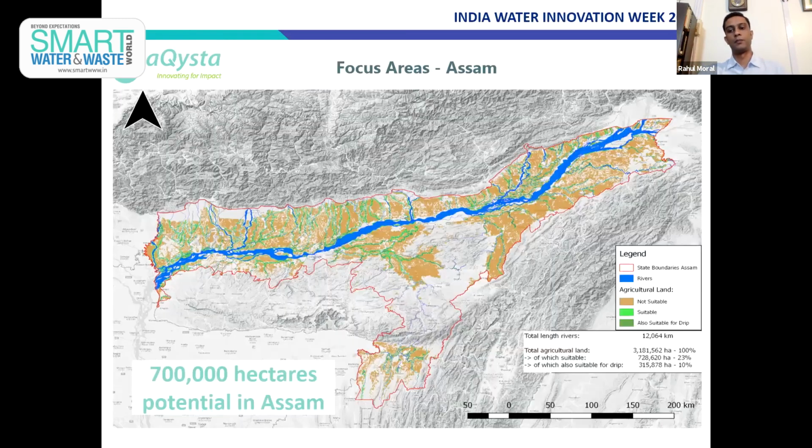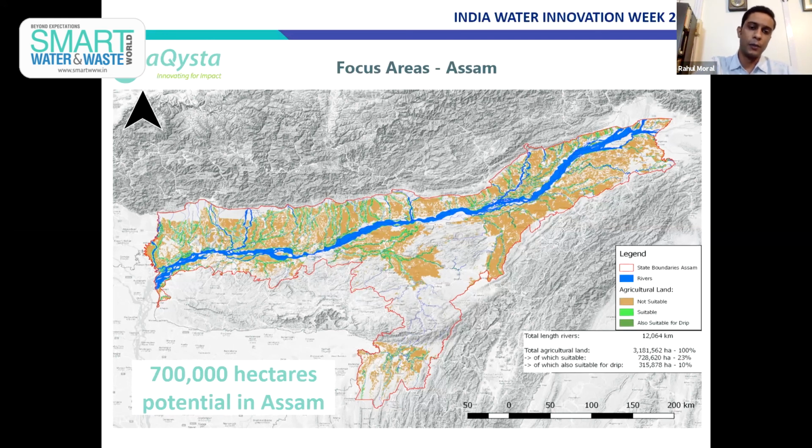All right, thank you. This is one of our focus areas, Assam, where I am situated right now. Given the terrain and the hydro potential in the state, we have found a potential of around 700,000 acres where we can implement the Barsa pump. That's a better case scenario, almost 30% of the land. It will not be the same for other states, but I just wanted to show this as a case study.